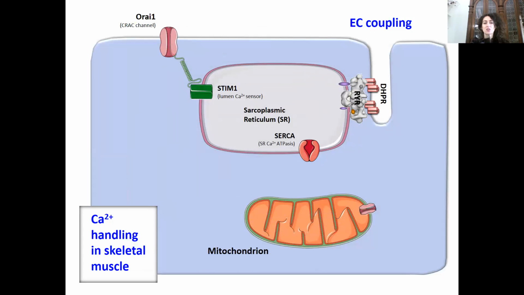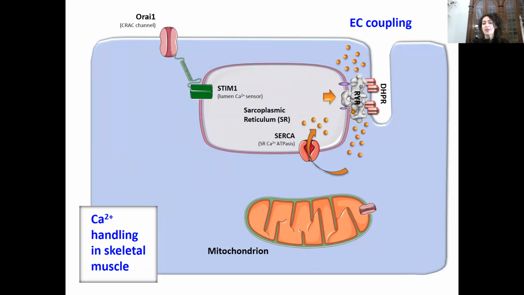Calcium handling in muscle, though, is not just under the control of EC coupling, but is the result of the cooperation of different mechanisms. Briefly, following the depolarization of the transverse tubules, the interaction between the ryanodine receptors and the dihydropyridine receptors activates calcium release and contraction of myofibrils. Now, the majority of this calcium is then quickly pumped back by SERCA pumps to refill the SR, with the consequent relaxation of the fiber.